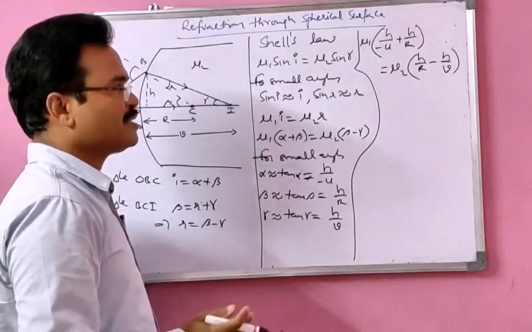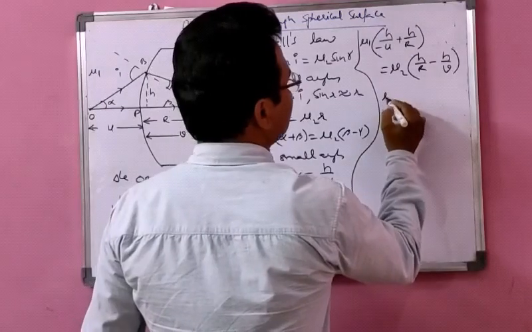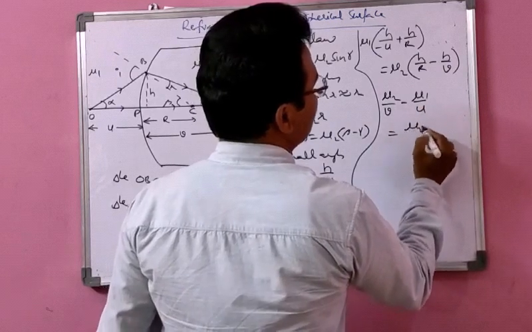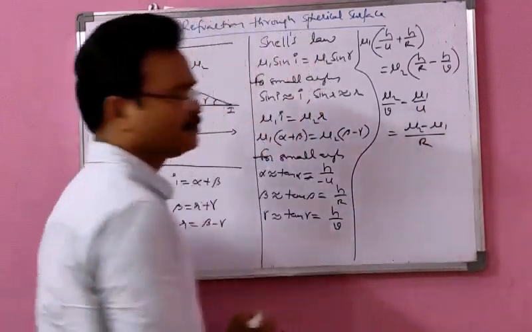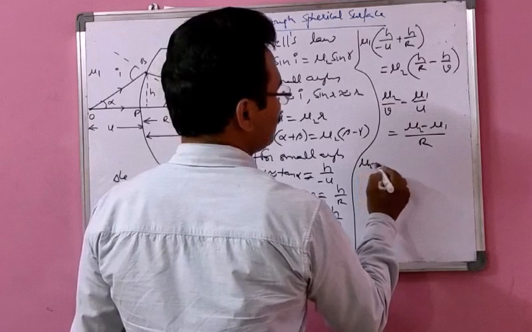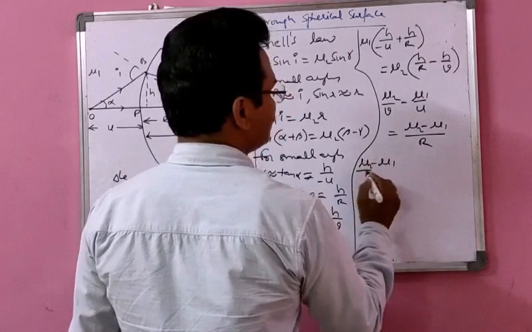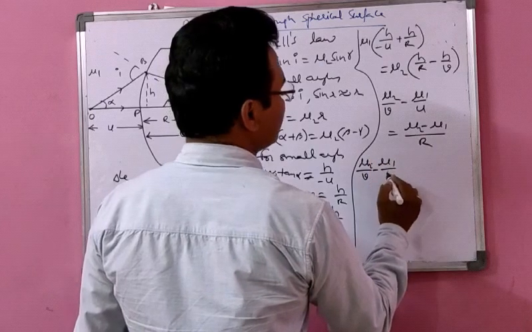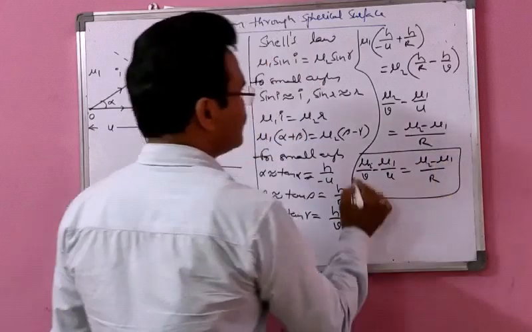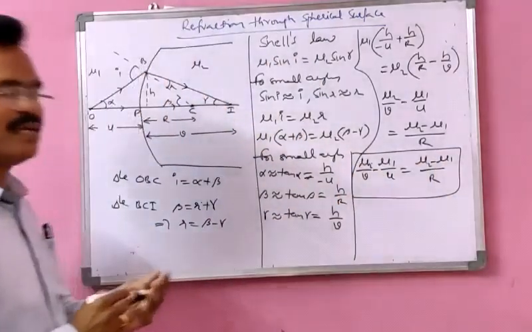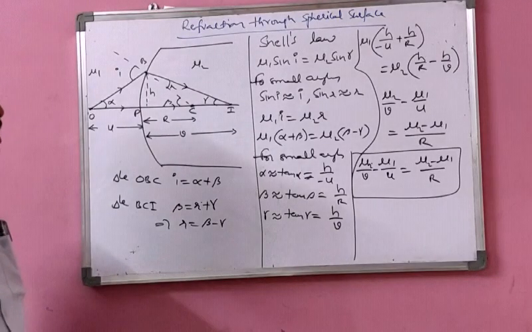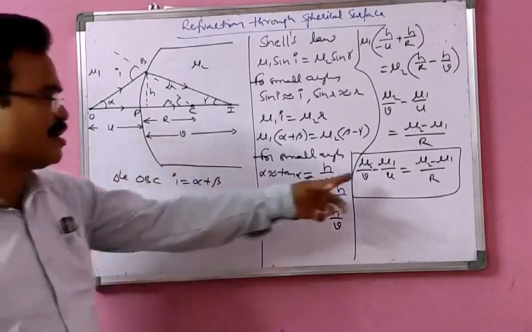H cancels out on both sides, and if you rearrange, you get mu2 by v minus mu1 by u equals (mu2 minus mu1) by R. This is called the refraction formula for spherical surfaces. We have considered small angles here, and for that we got this formula.